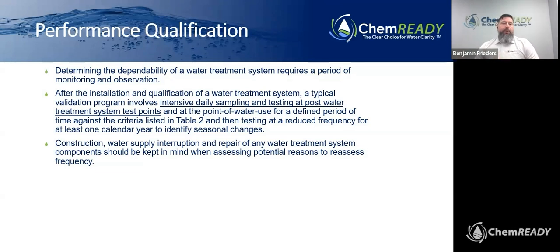Okay. Part of some of the conversations that we've had with customers, their eyes get really big and they see the dollar signs this is going to take to implement. Section 9 in the standard specifically says, after the installation and qualification of a water treatment system, a typical validation program involves intensive daily sampling and testing at post-water treatment system test points and at the point of water use for a defined period of time, against the criteria listed in table 2, and then test at a reduced frequency for at least 1 calendar year. You may not understand the implications of that.